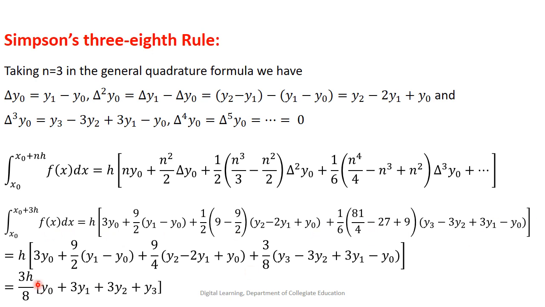Simplifying this, I am getting here h into 3 y0 plus 9 by 2 into y1 minus y0. Simplify this numerical part, I get 9 by 4. And here you get this. Plus, simplify this numerical part, you get 3 by 8, and these terms you can write over here. Now simplify this. You are getting 3h by 8 into y0 plus 3y1 plus 3y2 plus y3.